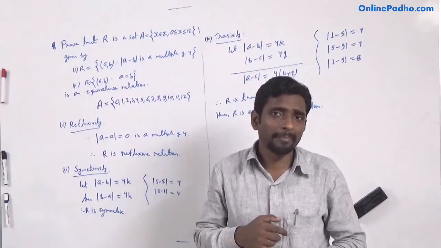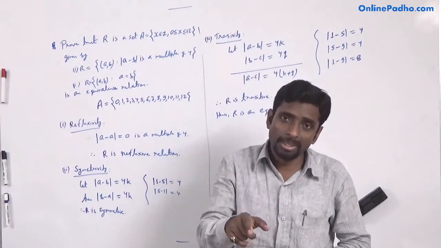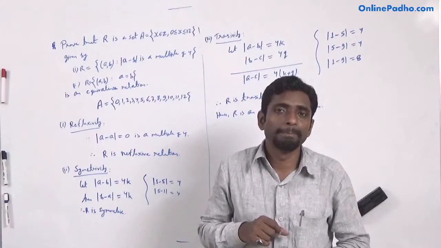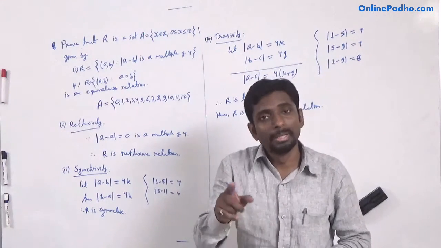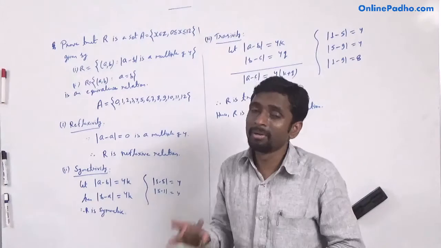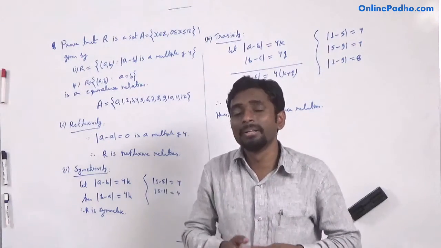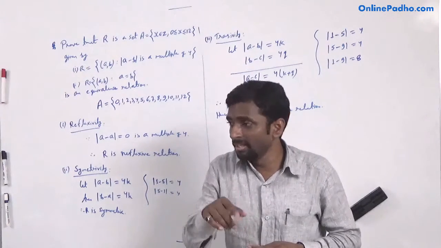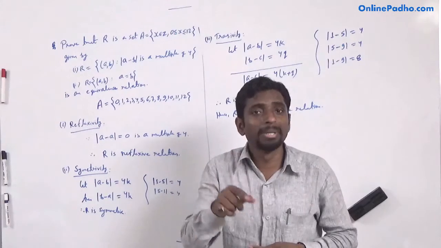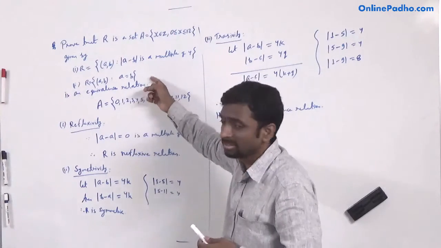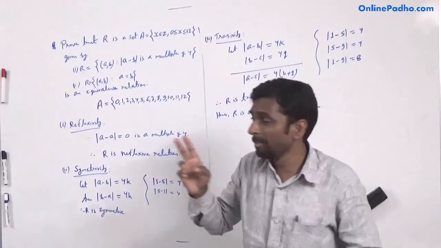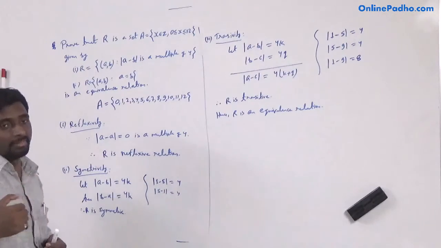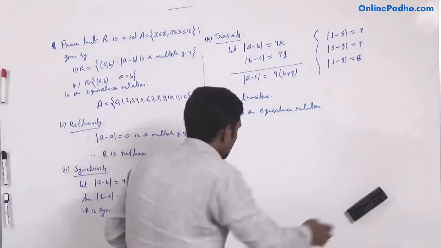Is it symmetric? If A is equal to B, then B must be equal to A. So it is symmetric also. And in the third part, if A is equal to B and B is equal to C, what do you mean by A is equal to C? If A is equal to B and B is equal to C, then A must be equal to C. In the second case, that relation is also transitive. So in the second part, this relation is also an equivalence relation. Why? Because it is reflexive, symmetric, as well as transitive. This is a very important question.